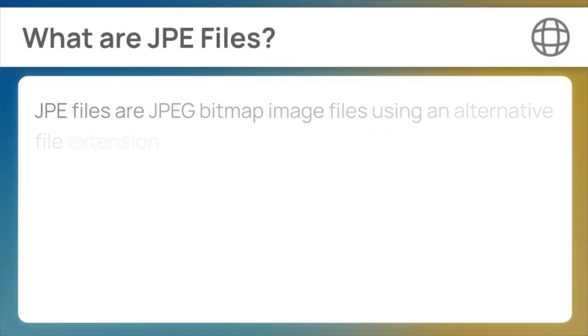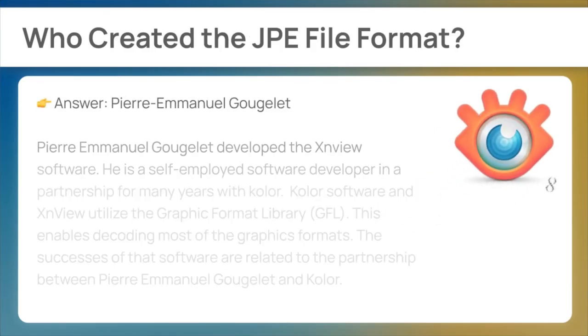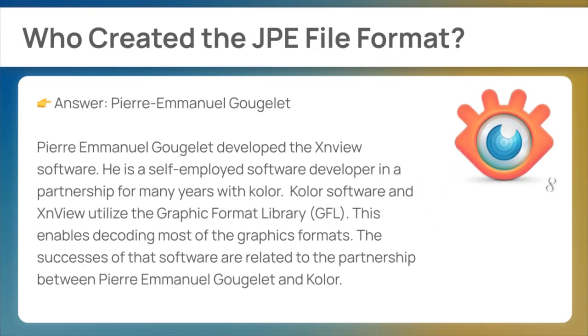JPE files are JPEG, bitmap image files using an alternative file extension to the more common JPG and JPEG. They contain photographic images compressed using lossy JPEG compression, which efficiently stores natural images with adjustable quality levels for photography, web graphics, and general image storage.